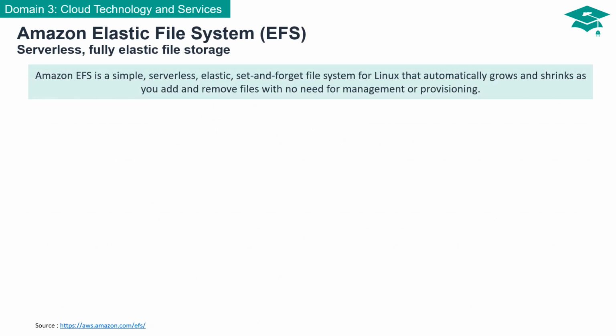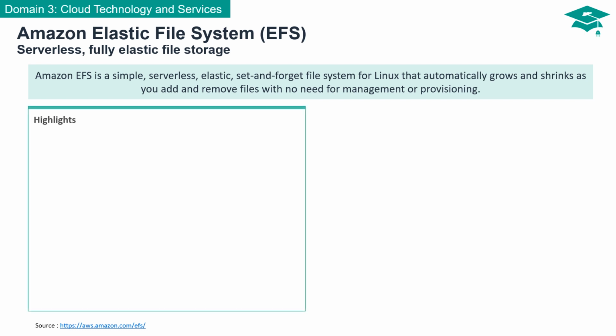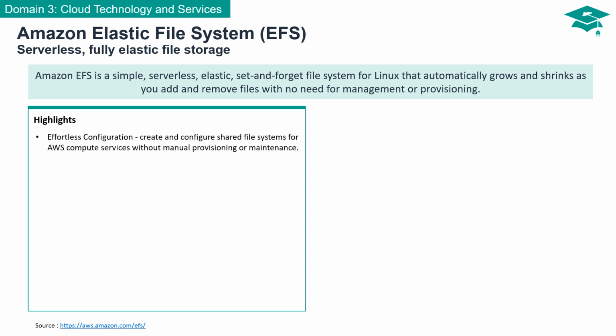Amazon Elastic File System is a serverless, fully elastic file storage solution that offers simplicity and convenience. Amazon EFS automatically adjusts its size as you add or remove files, and it requires no management or provisioning on your part. With Amazon EFS, you can easily create and configure shared file systems for AWS compute services without the need for provisioning, deploying, patching, or maintenance.